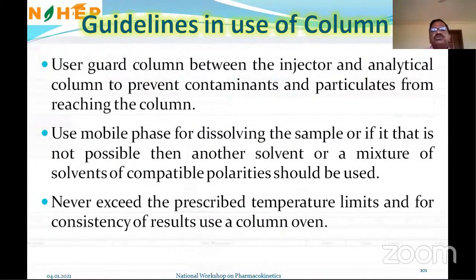Coming to the guidelines in use of the column, use a guard column between the injector and analytical column to prevent contaminants and particulates.